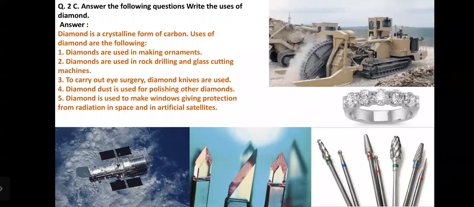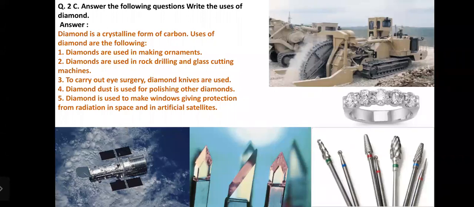Another one, the diamond is used to make windows, giving protection from radiation in space in artificial satellites. Since in space the temperature is very abnormal, and there is no protection from the radiation from the sun, we use a window or cover of diamond to protect our satellite and space shuttle from the harmful radiation. Since diamond's melting point is very high, it does not allow the radiation to melt the spacecraft or satellite.